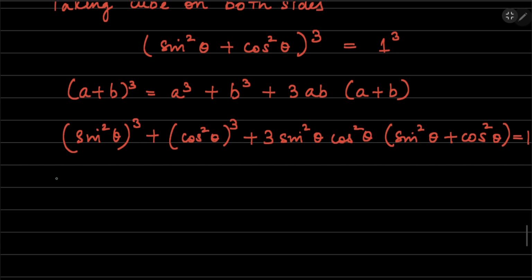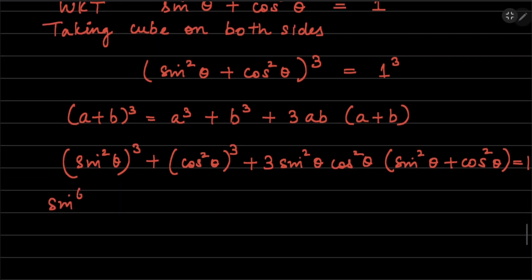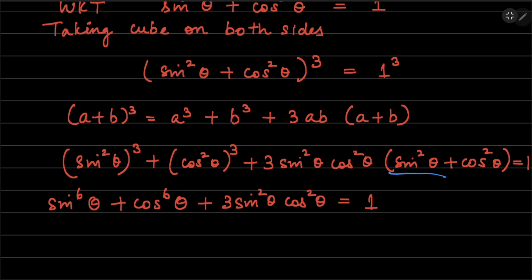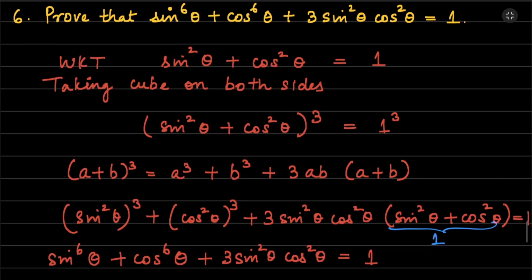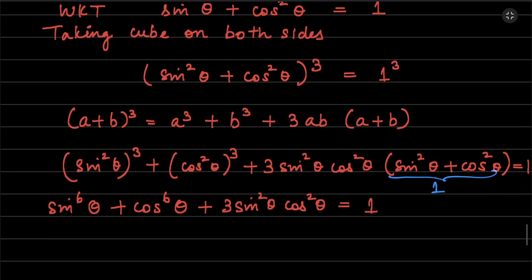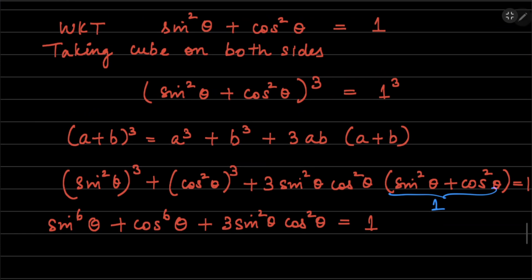So this would become sine to the power 6 theta plus cos to the power 6 theta plus 3 sine square theta cos square theta is equal to just 1, because sine square plus cos square is equal to just 1. Okay, so what is it that you are asked? You have to prove that sine to the power 6 theta plus cos to the power 6 theta plus 3 sine square cos square equal to 1, and that's exactly what you have proved. So you can write hence proved.